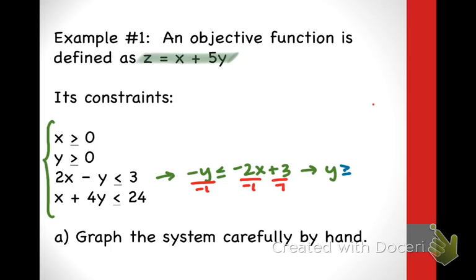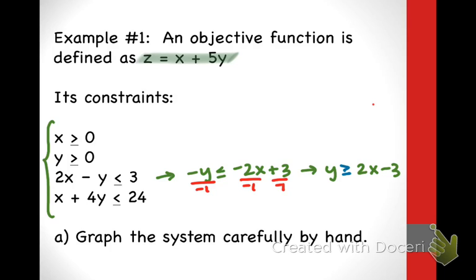And it is really important that we remember to switch that around. But now we have y is greater than or equal to positive 2x minus 3. So I want to make it into that y equals mx plus b line. That's going to be a little bit easier for me to graph.